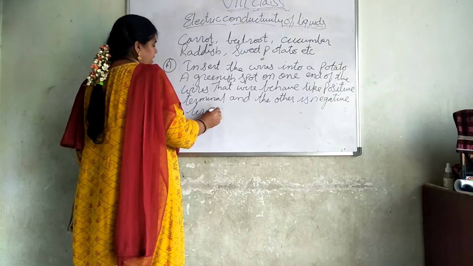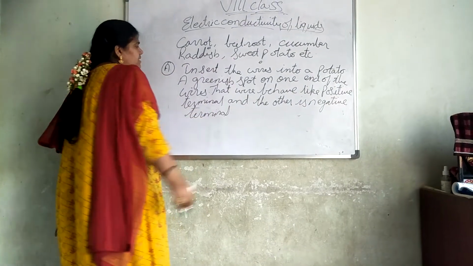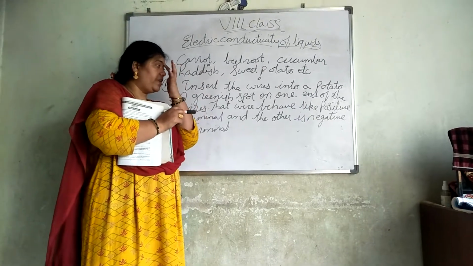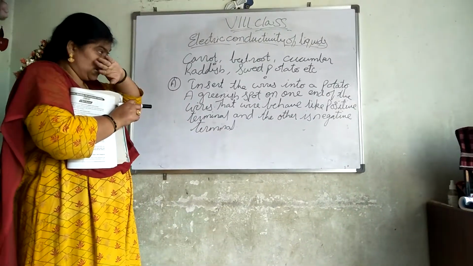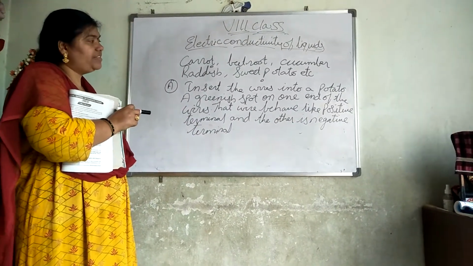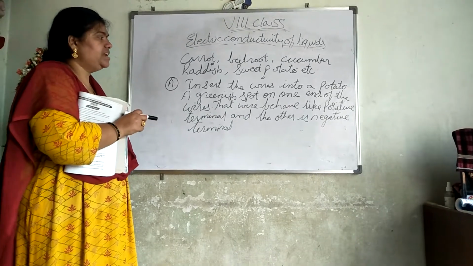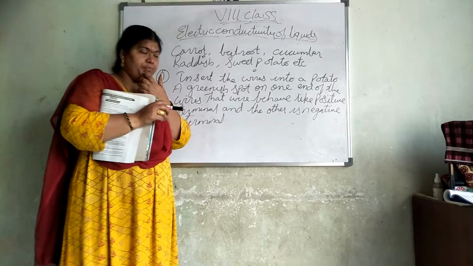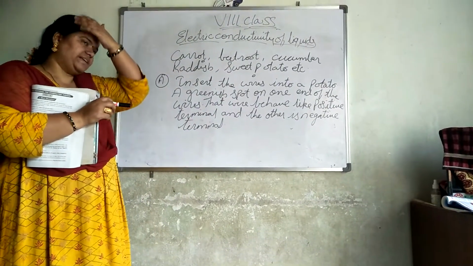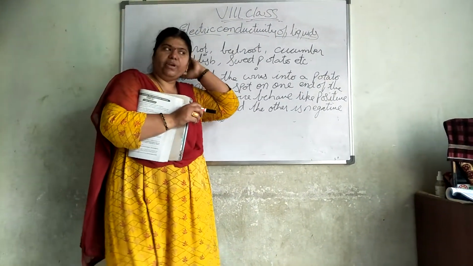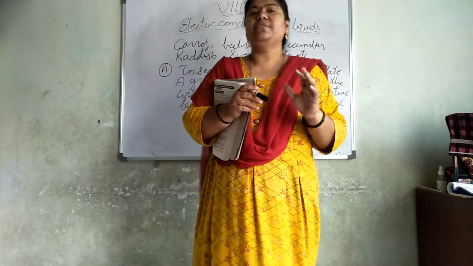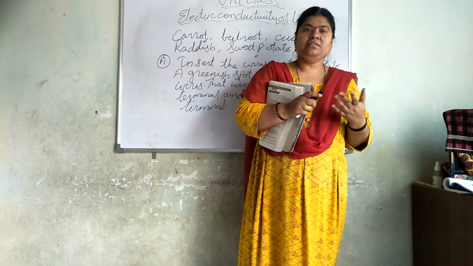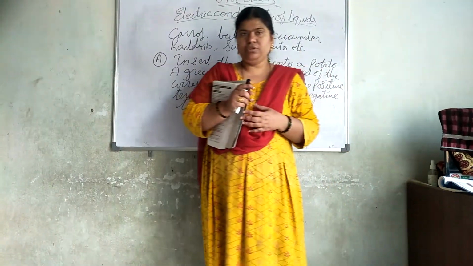So how can we understand that one is positive and one is negative? When you insert the wires into a potato, a greenish spot appears on one end of the wire. That wire behaves like the positive terminal and the other acts as the negative terminal. Where you can see the bluish green color, we will say it is the positive terminal, and where we are not getting any color, we will say it is the negative terminal.